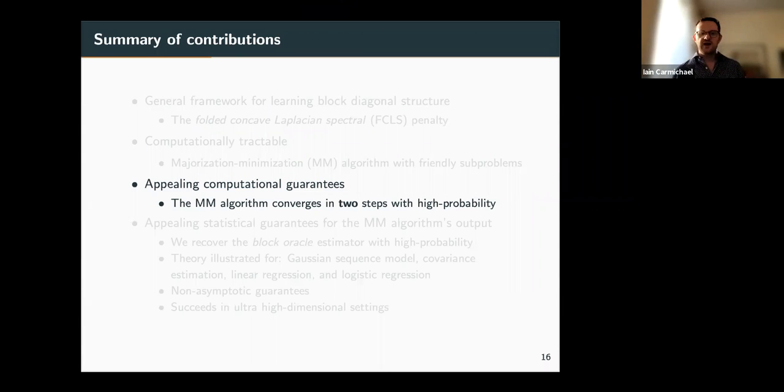And we're actually going to provide very strong computational guarantees. Our guarantee is going to say that with high probability, assuming our conditions are met, our MM algorithm converges in exactly 2 steps. So that's about as strong a guarantee as you could ask for, of course, assuming our conditions are met.